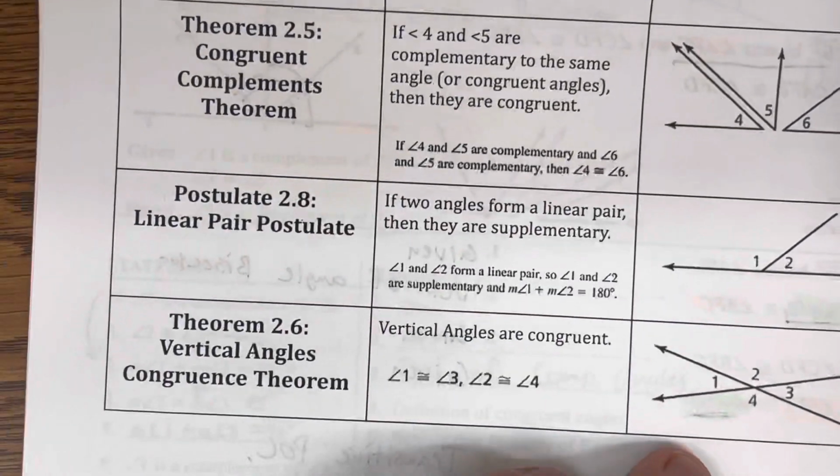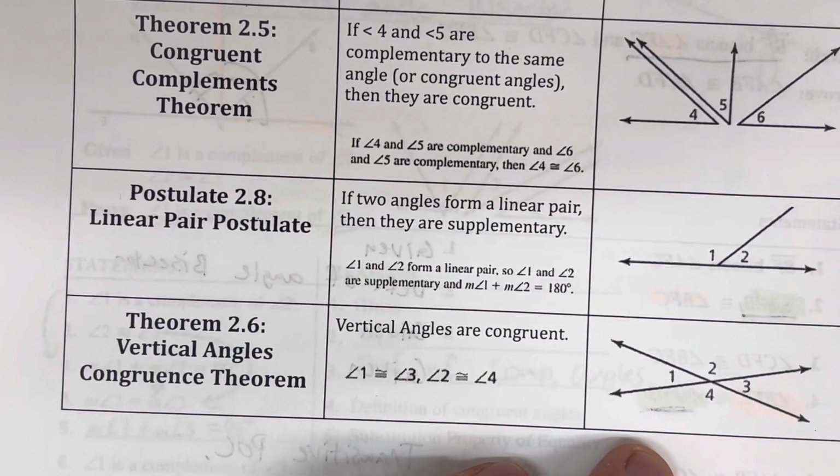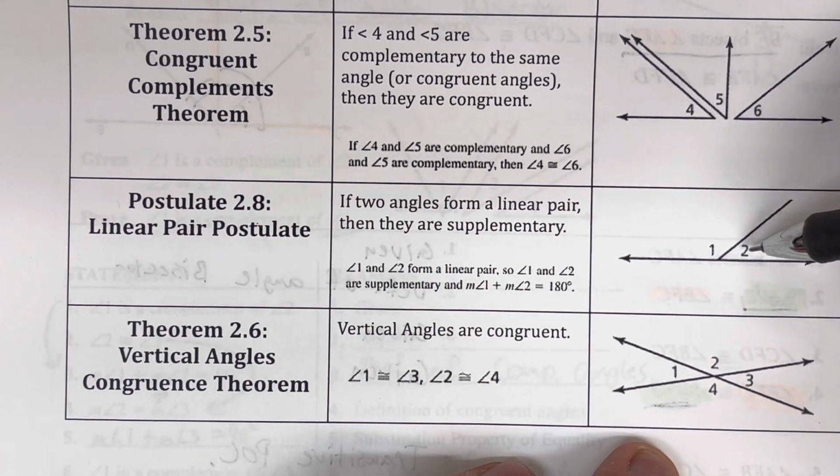And the linear pair postulate, this one's vital. Imperative, you're going to see it all the time. If you see a straight line, you can assume it's a straight line, and the two angles that make the line add up to 180 degrees.